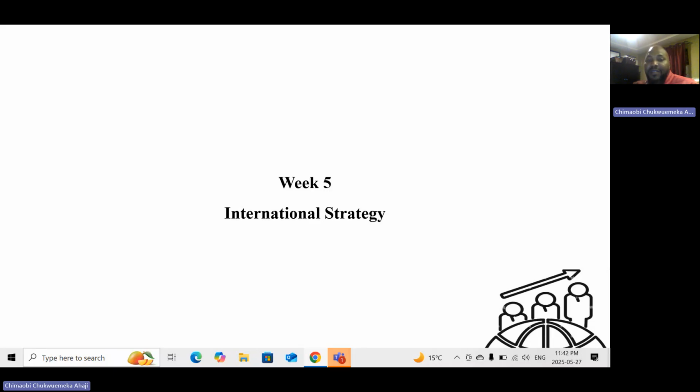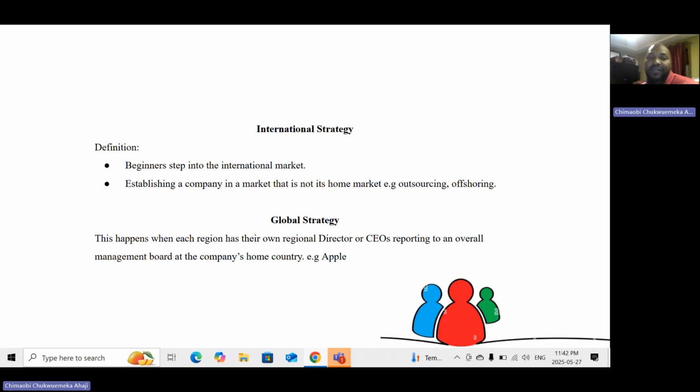So, basically, the topic of the class was international strategy. What is international strategy? These are strategies that are deployed by businesses when they intend to go global or enter the global market. So, first of all, we're able to define what strategy is. I learned that international strategy is the beginner step into international markets.